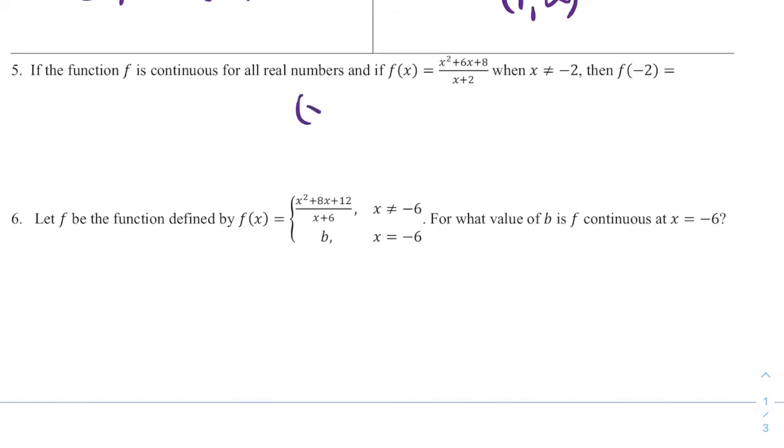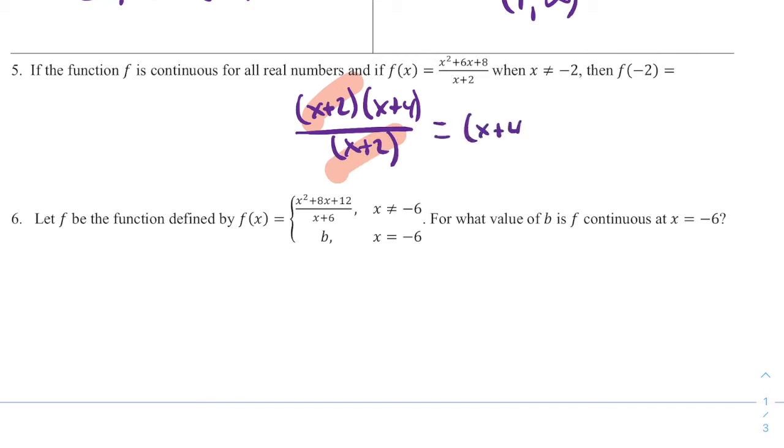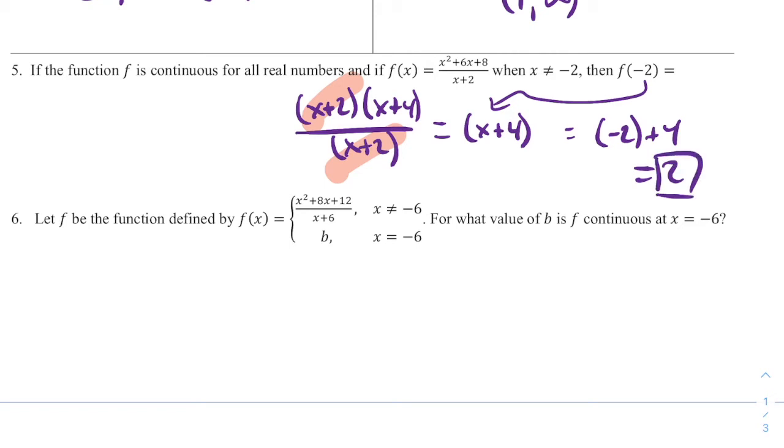If we factor that numerator, that's going to be x plus 2 times x plus 4. And that denominator has that x plus 2. So x plus 2 and x plus 2 are going to cancel each other out, giving us that this is just equal to x plus 4. We can then plug in our negative 2 for this. So this is negative 2 plus 4, which is equal to positive 2 for problem number 5.